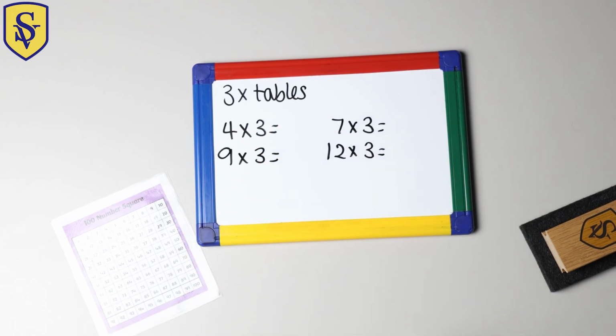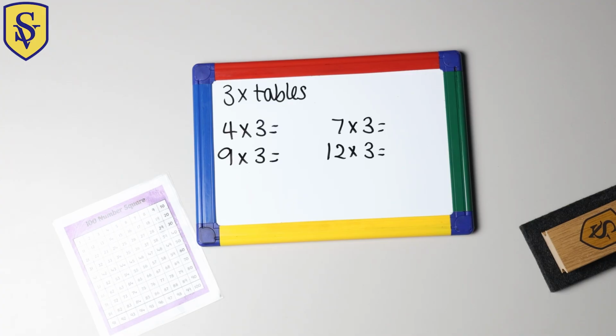Okay, for this next video, we are going to be using a 100 square to help with times tables, because sometimes remembering times tables from memory can be a little bit tricky. And a number square or 100 square is a very useful tool to have. So today we're going to focus on the 3 times tables, and we've got 4 calculations.